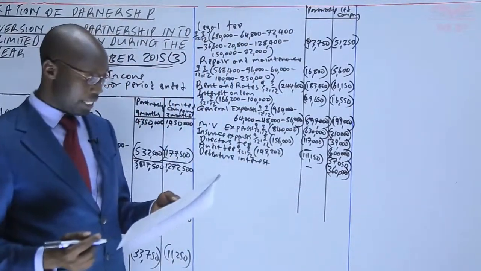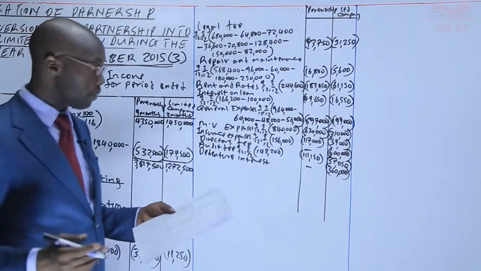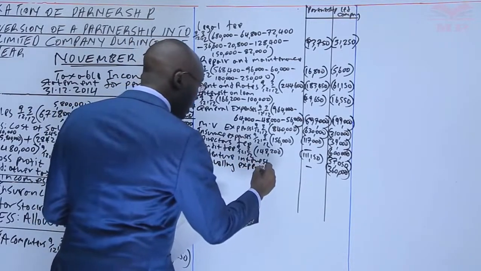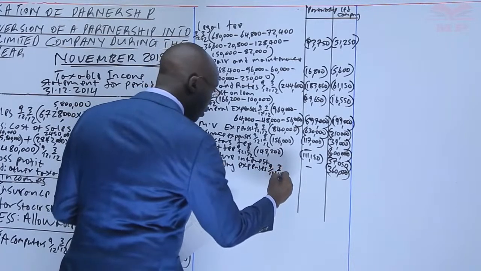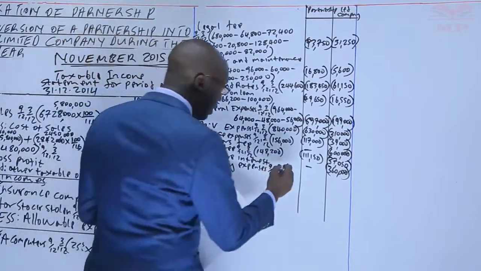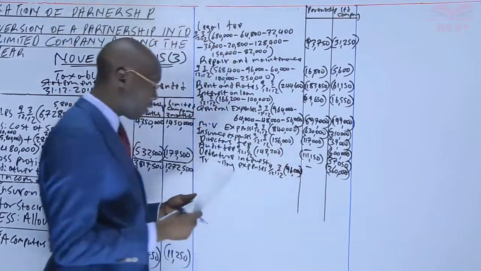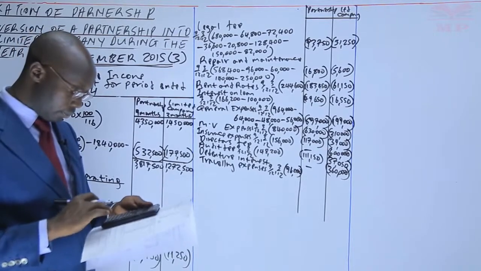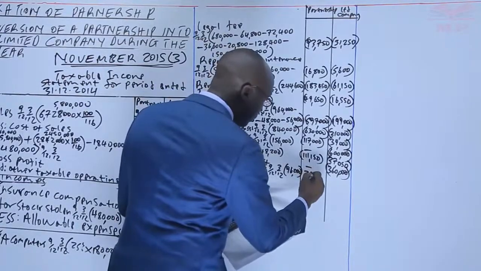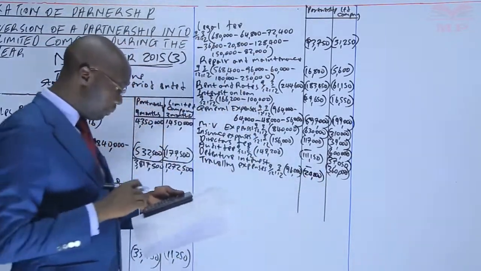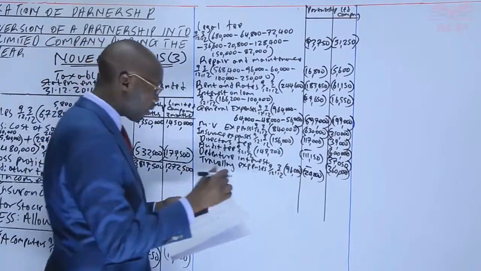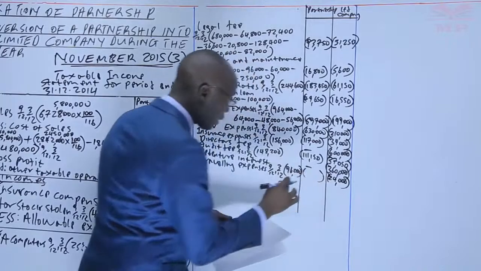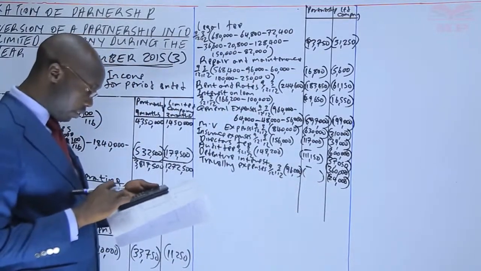The next one is traveling expenses. So traveling expenses is usually an allowable expense. So we'll have it here. And it cuts across the board. So 9 over 12, 3 over 12 of the traveling, 96,000. So we'll have 3 over 12 times 96,000. That will give us 24,000 here. Now this is supposed to be for this. 24,000 is for the company. And for the partnership, it is going to be 9 over 12, 72,000.